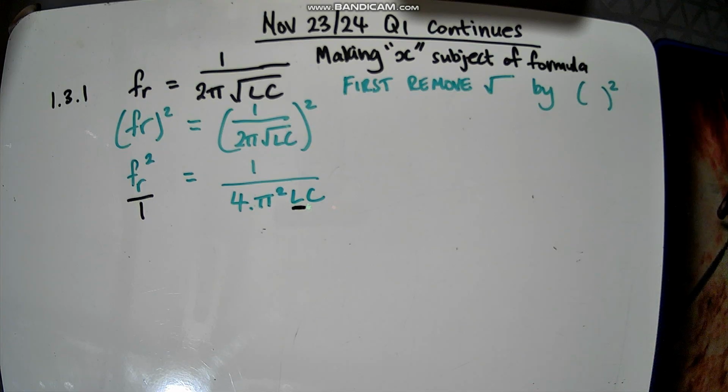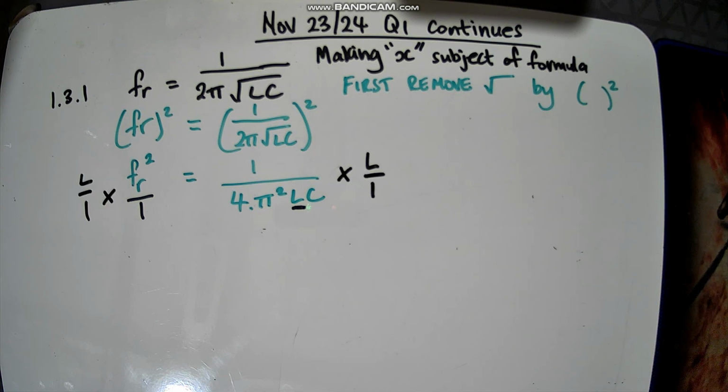Now the question says make L subject of the formula. So all I'm going to do is swap out the L and the F squared. You with me? So the F squared and the L, I'm going to swap them out because that's a numerator and this one is a denominator. And they're on opposite sides of the equal to sign. So all you're going to do is swap those two out.